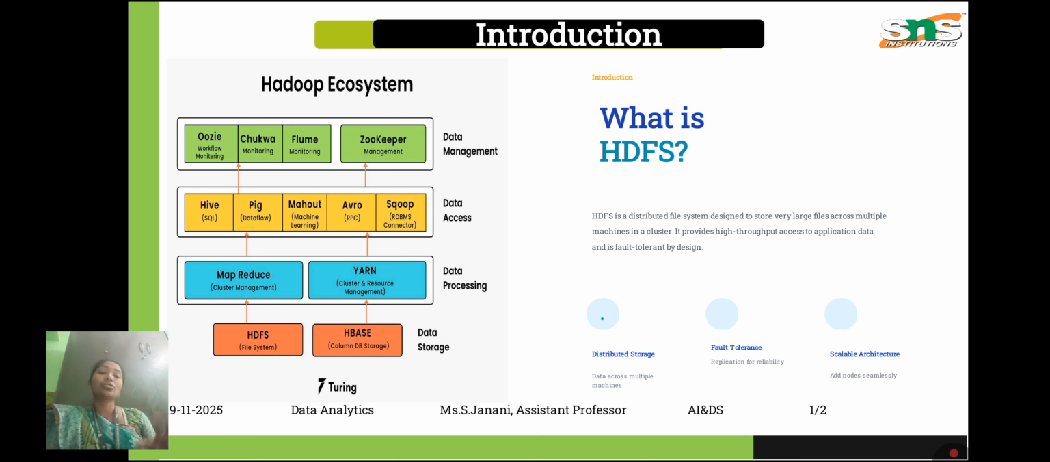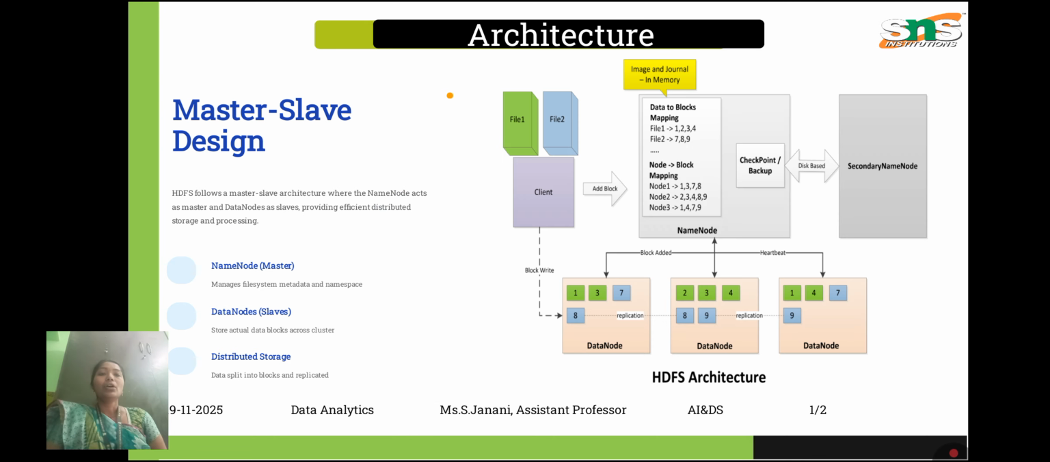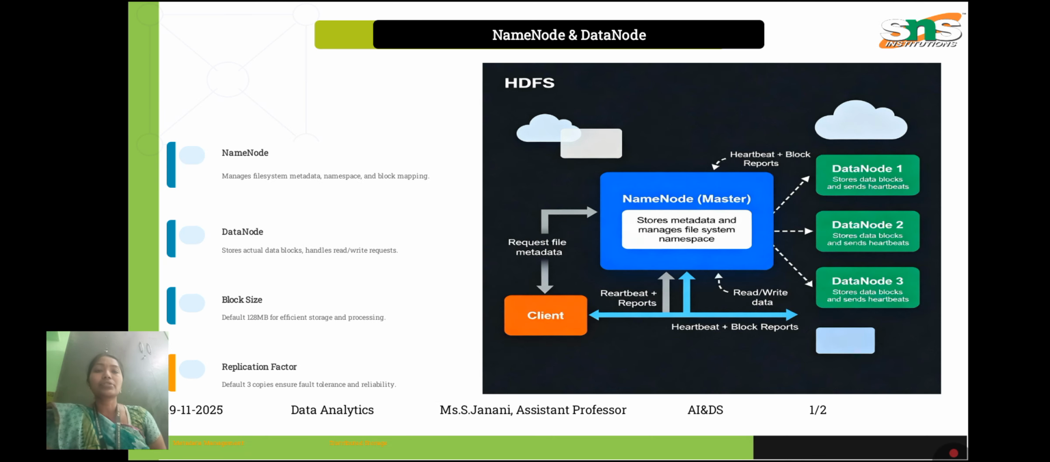These are some of the data access tools for the Hadoop system. And at the same time, the Hadoop ecosystem includes Flume, Chukwa, and ZooKeeper, which are used for managing the system. So this is the architecture which I've already seen.